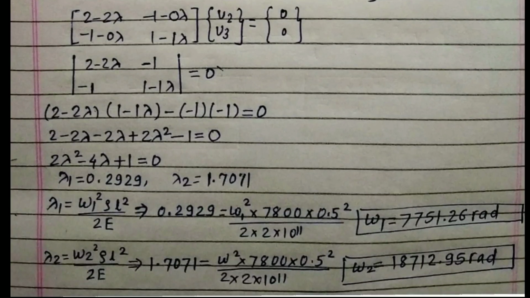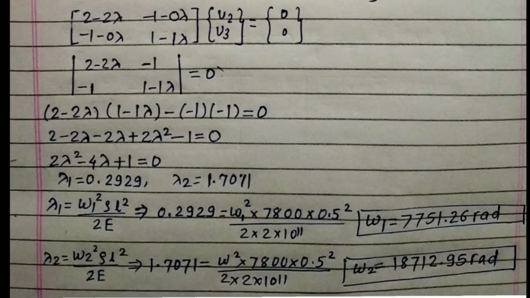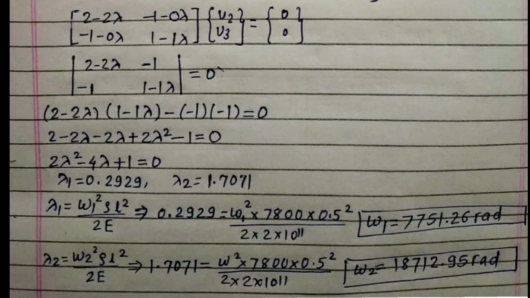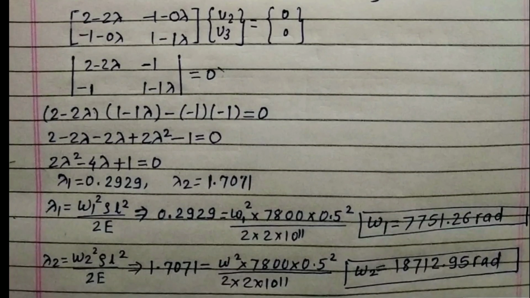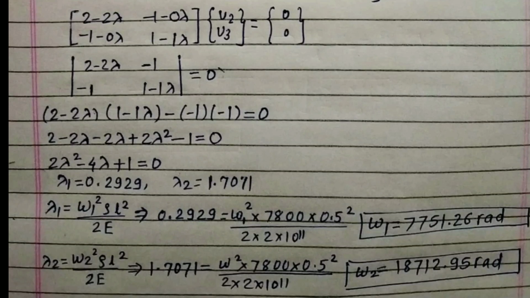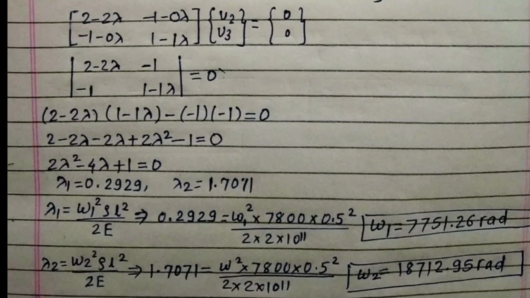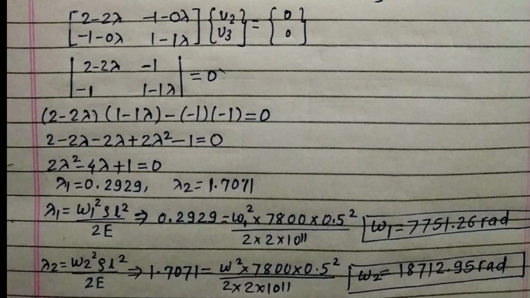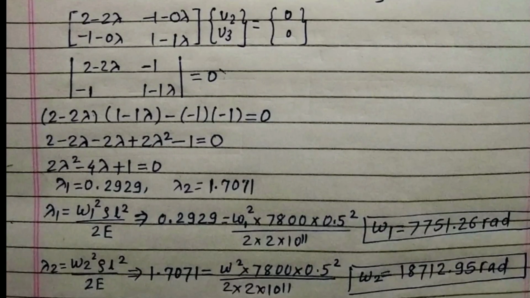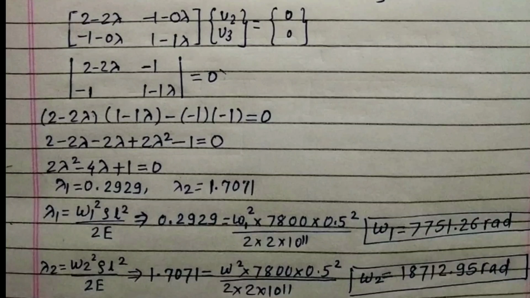Now by taking the first value of lambda, that is 0.2929, I will calculate omega as 7751.26 radian. Now I will put the second value of lambda, that is 1.7071, and I will calculate omega as 18,712.95 radian.